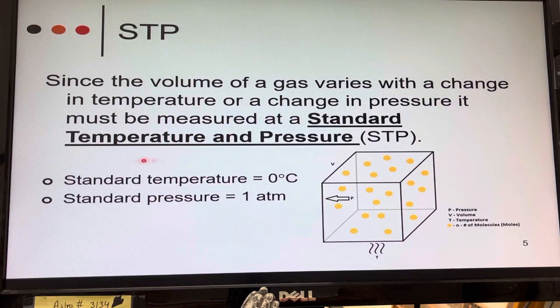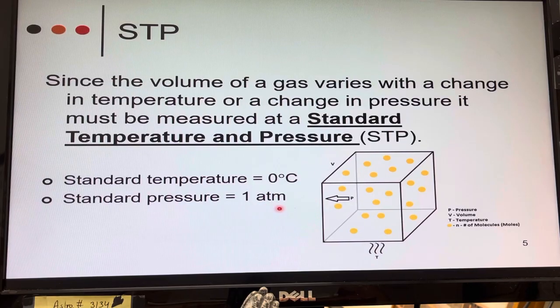So these are very important numbers that you have to remember. When you come up and ask me, I don't know what STP is, or what's the standard temperature, or what's the standard pressure, I'm going to tell you, go back to your notes, because it's in your notes on slide 5. Here's slide 5, okay? STP. Standard temperature is 0 degrees Celsius, which we are going to have to convert to Kelvin all the time, and I'll show you how to do that soon. And standard pressure is equal to 1 atmosphere of pressure.